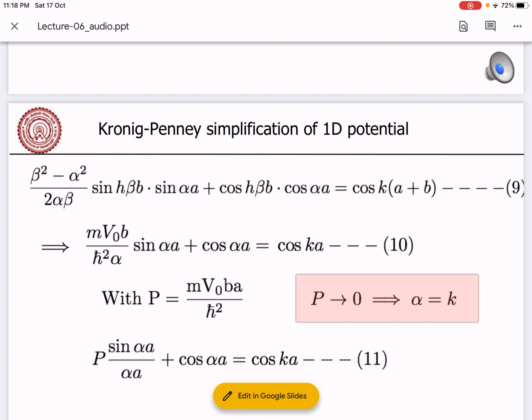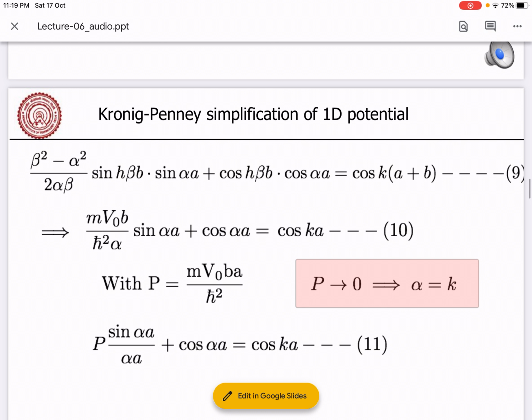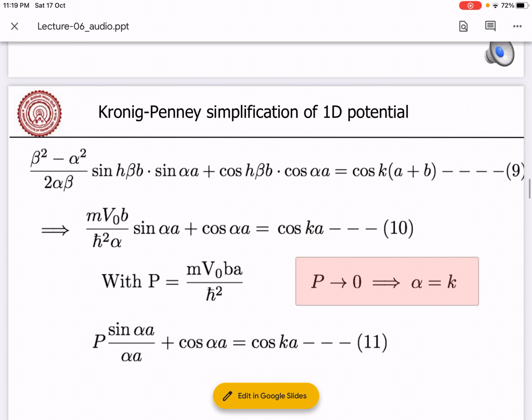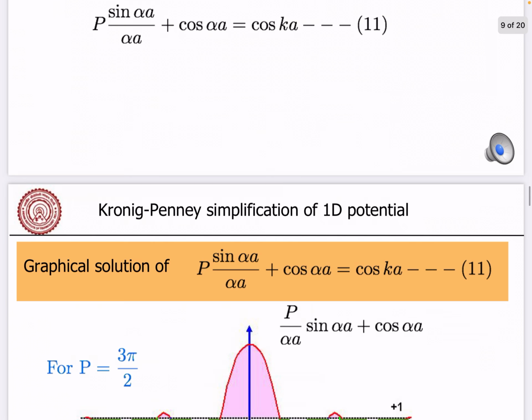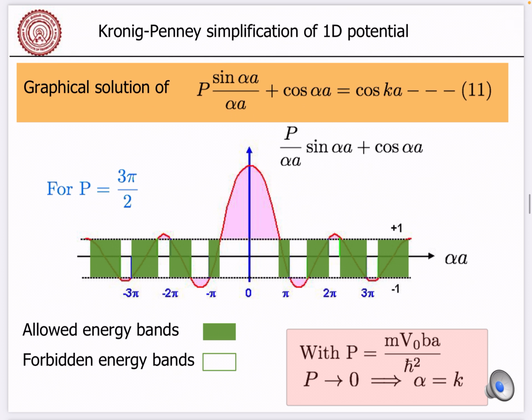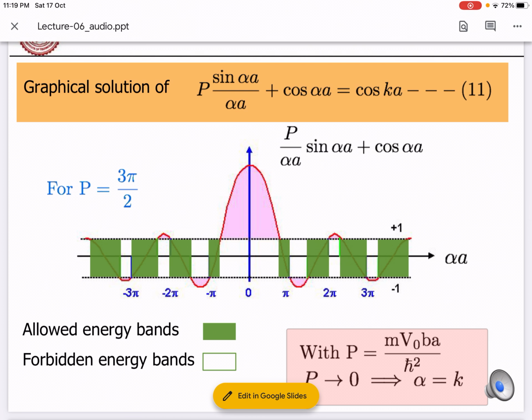Okay, all right. So now we have this equation to solve, E versus K. How do we solve this equation? It doesn't have an analytical solution, so what they have tried is a graphical solution. In a graphical solution, you plot the left hand side and the right hand side separately and see which are the common points. These common points are the roots of this equation.